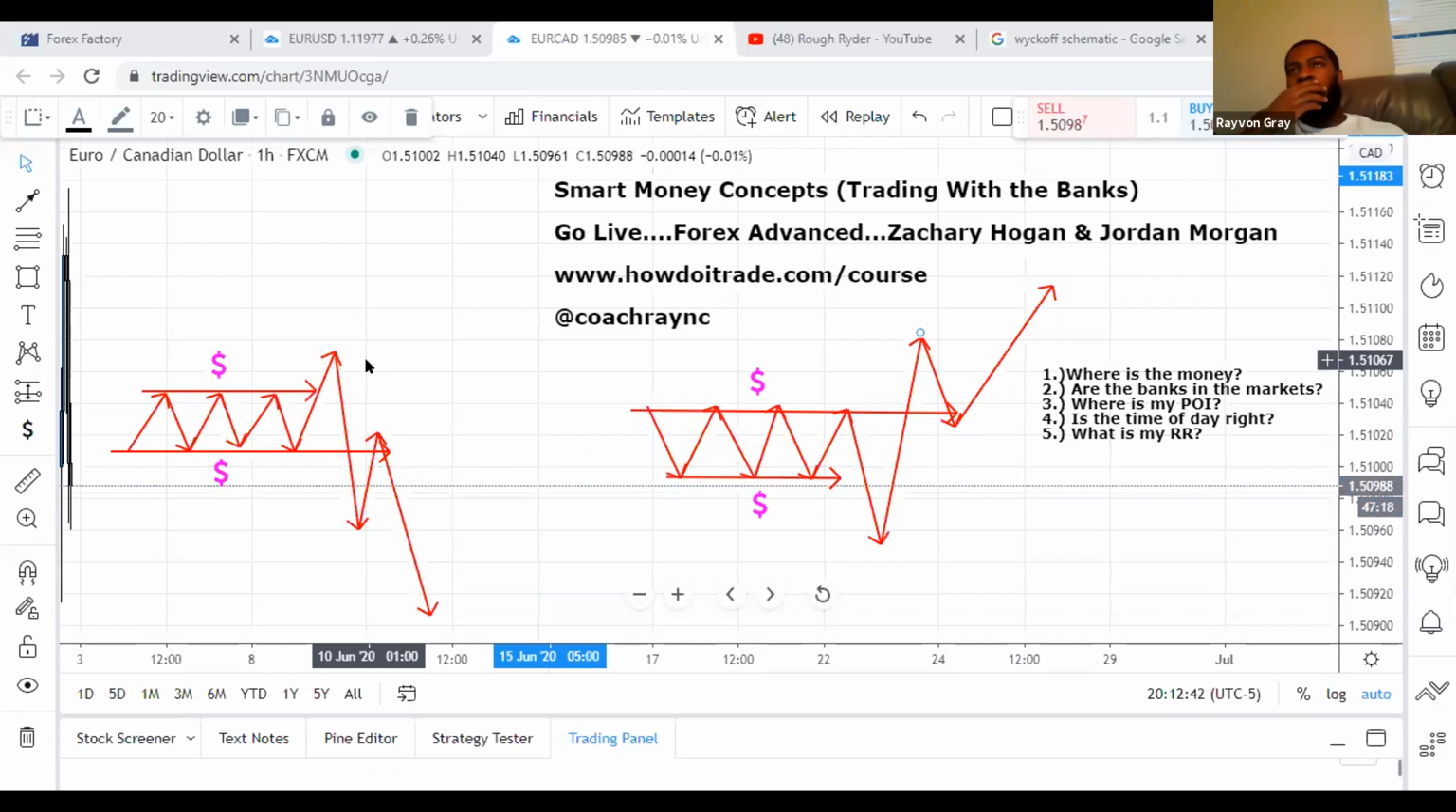Let's type 444 in the chat if you think a 1.0 lot size is large. If you think a 1.0 is a big lot size, type 444 in the chat. I want to see if y'all really think that's a large lot size, because it is.